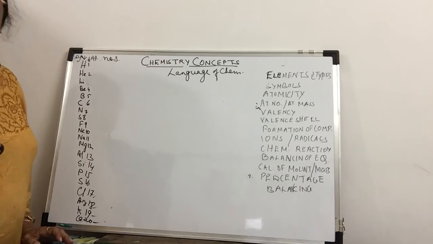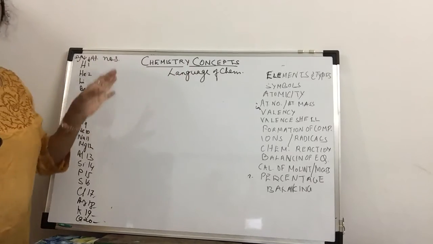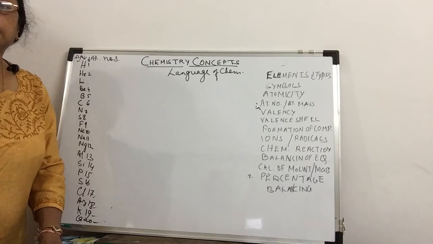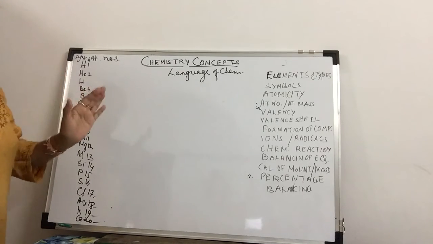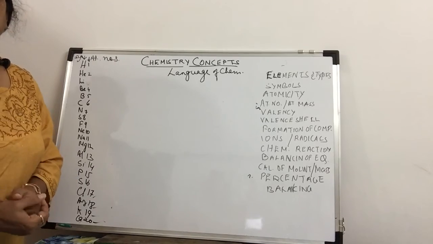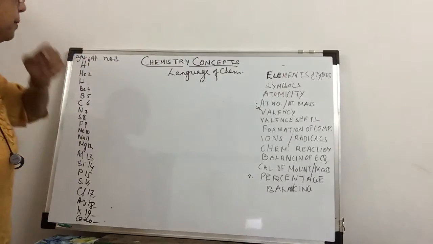Hello children, today we are going to study chemistry concepts, the language of chemistry. This is for standard 8, 9, 10. All students can watch and you can also make a revision of what you have been studying. Now first I'll talk about the elements and types.